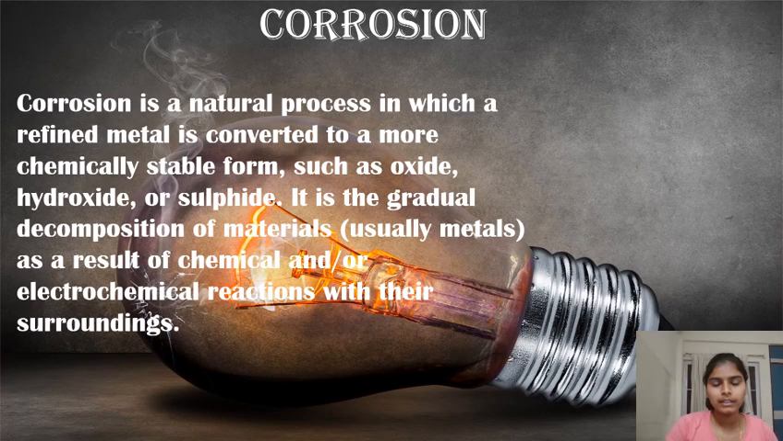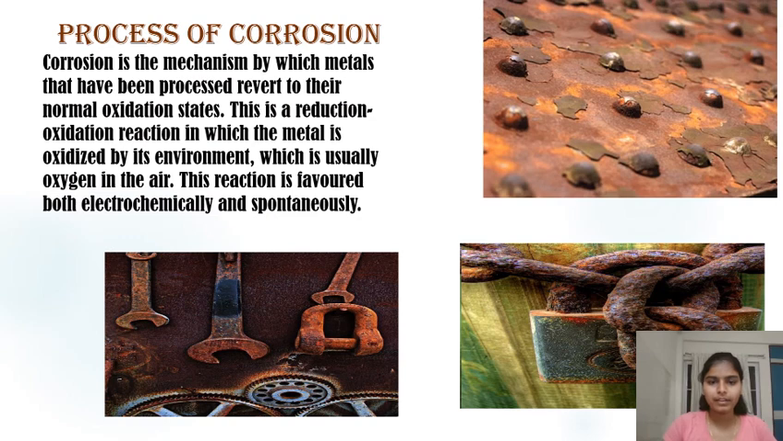Let us discuss the definition of corrosion. Corrosion is a natural process in which a refined metal is converted to a more chemically stable form, such as oxide, hydroxide, or sulfide. It is the gradual decomposition of materials as a result of chemical and electrochemical reactions with their surroundings.